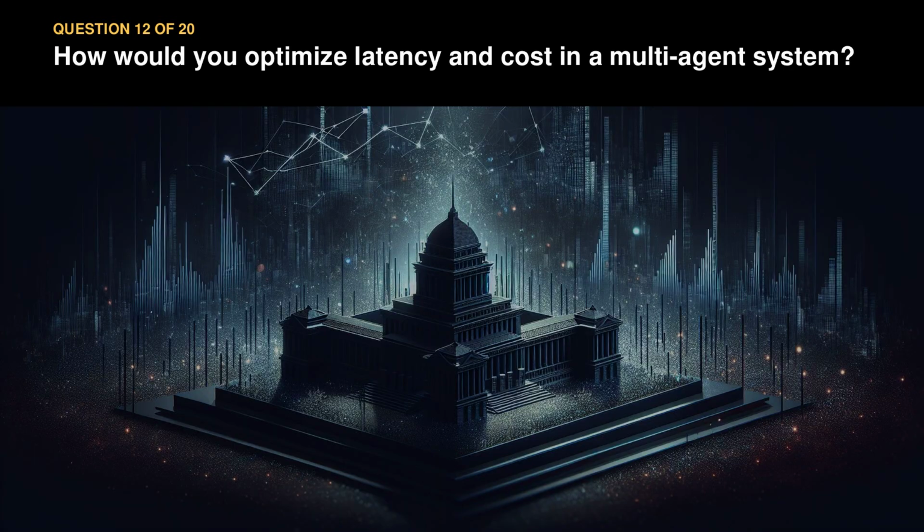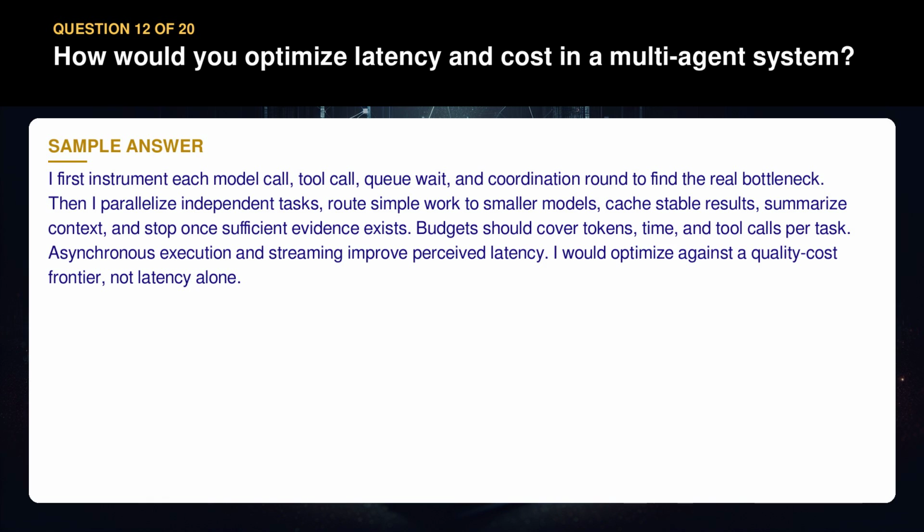Question 12. How would you optimize latency and cost in a multi-agent system? I first instrument each model call, tool call, queue wait, and coordination round to find the real bottleneck. Then I parallelize independent tasks, route simple work to smaller models, cache stable results, summarize context, and stop once sufficient evidence exists. Budgets should cover tokens, time, and tool calls per task. Asynchronous execution and streaming improve perceived latency. I would optimize against a quality cost frontier, not latency alone.